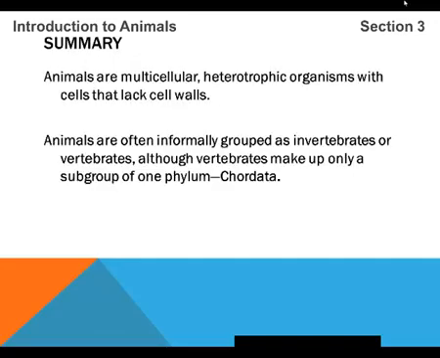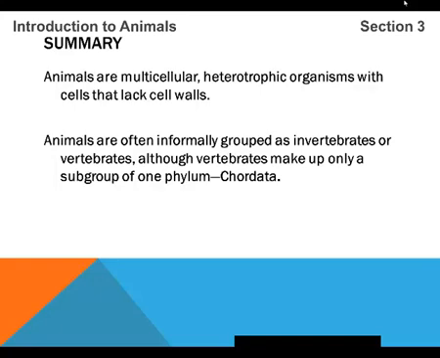Our summary. Animals are multicellular, heterotrophic organisms which lack a cell wall. Our cells are made up of membranes on the outside. And please remember also that the membrane is a lipid bilayer. This allows for water to pass through the cell, but that water is not allowed to dissolve the cell.